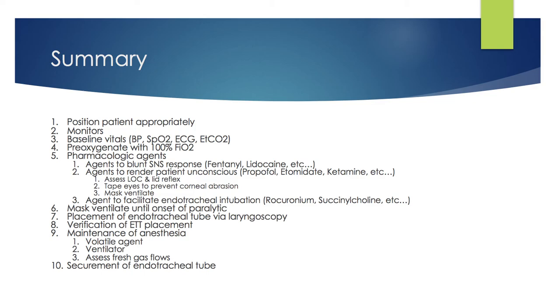Next, you will deliver an agent to facilitate endotracheal intubation. This is your paralytic, such as rocuronium or succinylcholine. Next, you will mask ventilate the patient until the onset of the paralytic drug. Next, placement of an endotracheal tube via laryngoscopy. After placement of the endotracheal tube, you will verify endotracheal tube placement.